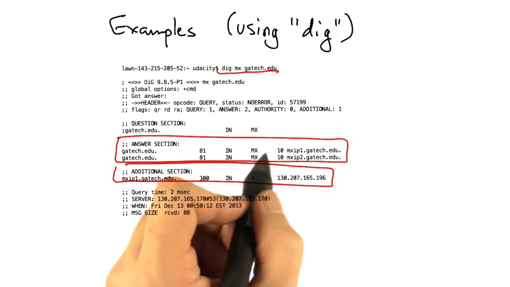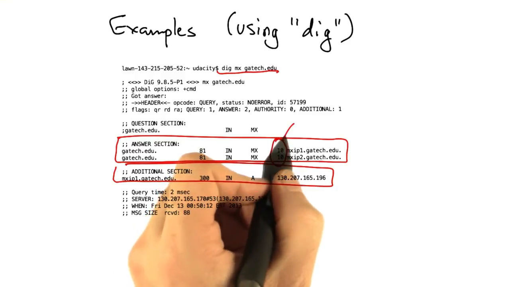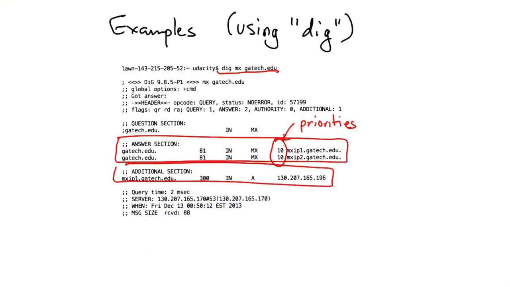In addition to the TTL, we also have some metrics that indicate priorities that would allow a system administrator to configure a primary and a backup mail server. In this case, the mail servers just happen to have the same priority level.